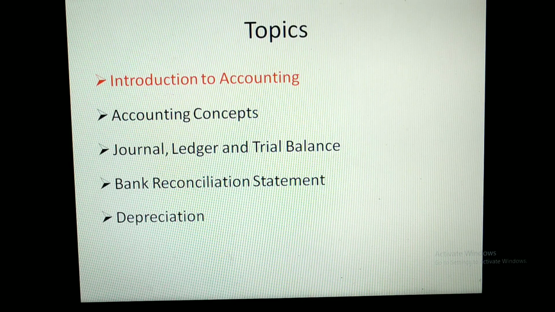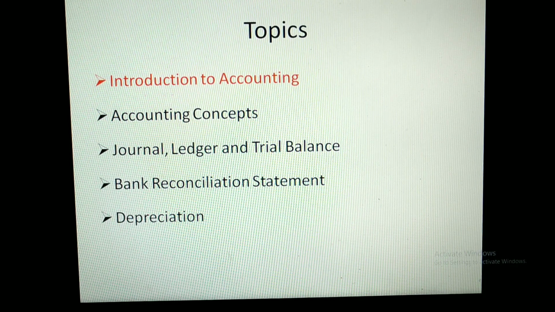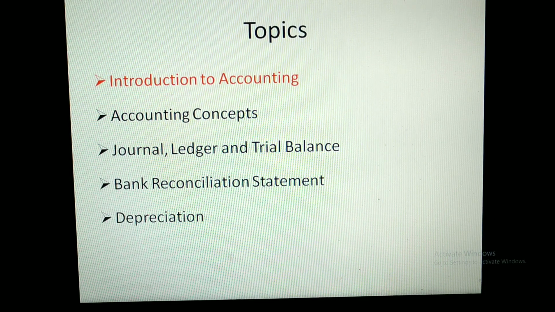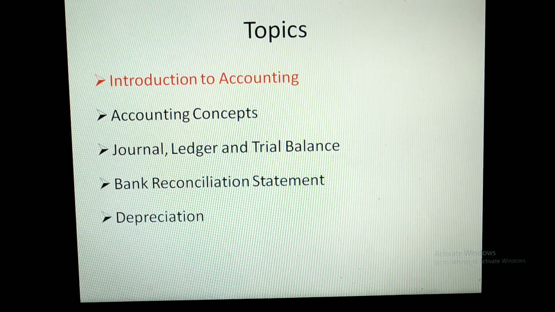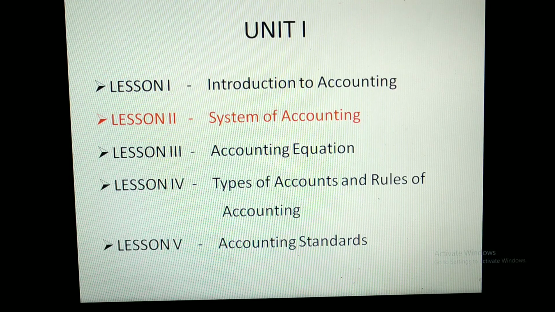We are discussing Unit 1, that is Introduction to Accounting, as highlighted in this slide, taken from the list of topics given in ISC Accounts Class 11. To know the list of topics that are being discussed in detail, please watch my previous videos on Introduction to Accounting Class 11 and 12. Today we are discussing Lesson 2 of Unit 1, that is System of Accounting.